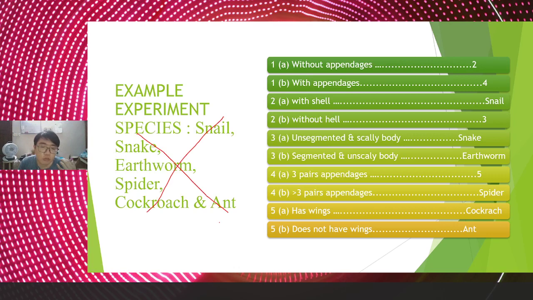If you want to make an artificial classification using a dichotomous key, first you have to number and make the differences. There is one group of organisms that don't have appendages, and another group of organisms that have appendages.